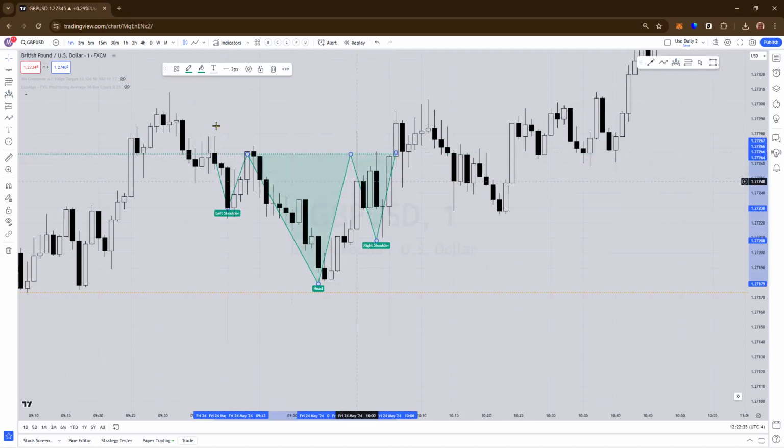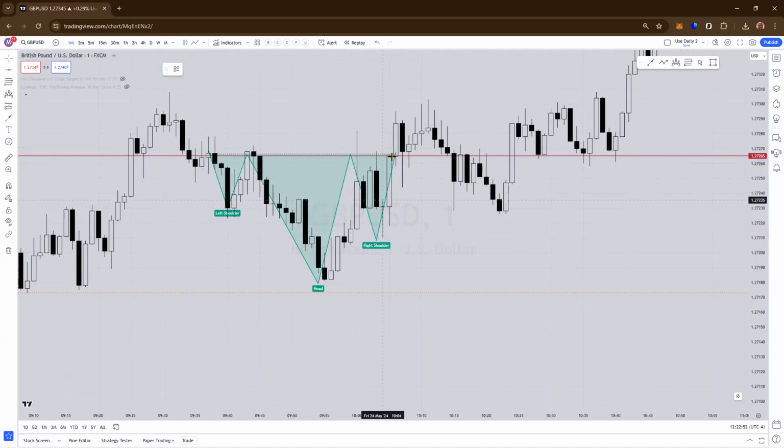Inverted head and shoulders. Again, once you put your line, you wait for it to pop out of the pattern, which it did right here. This candle popped out, came back. The wick went a little bit past support because it just changed the support. Okay. But it eventually pulled back up right here.